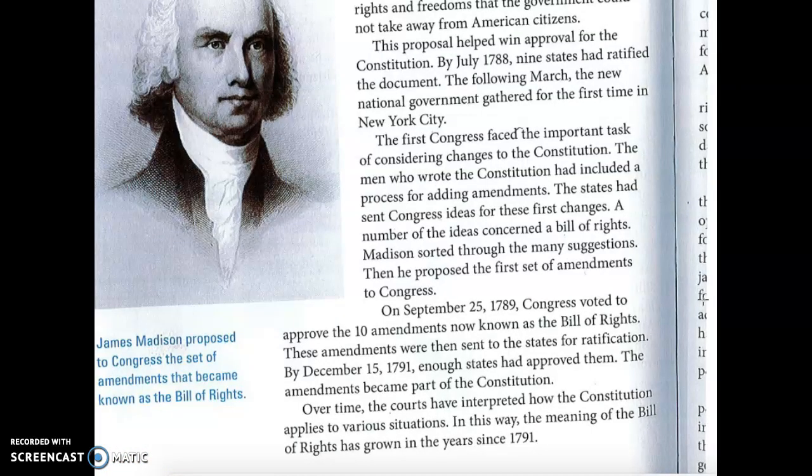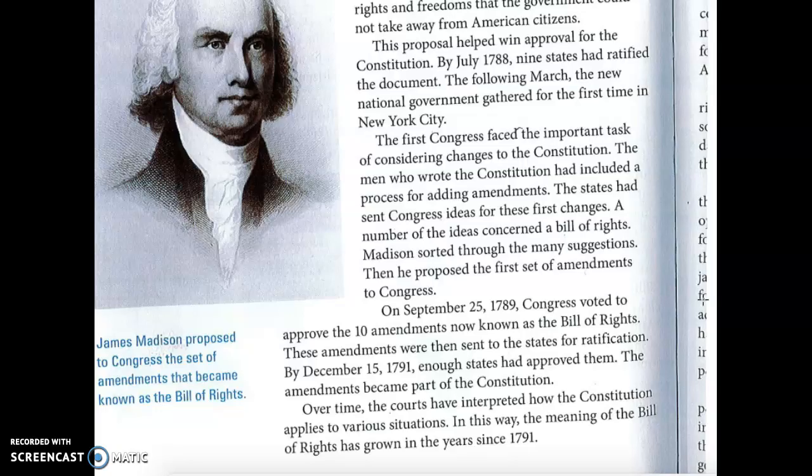By July 1788, 9 states had ratified the document. The following March, the new national government gathered for the first time in New York City. The first Congress faced the important task of considering changes to the Constitution. The men who wrote the Constitution had included a process of adding amendments. The states had sent Congress ideas for their first changes. A number of the ideas concerned a Bill of Rights.